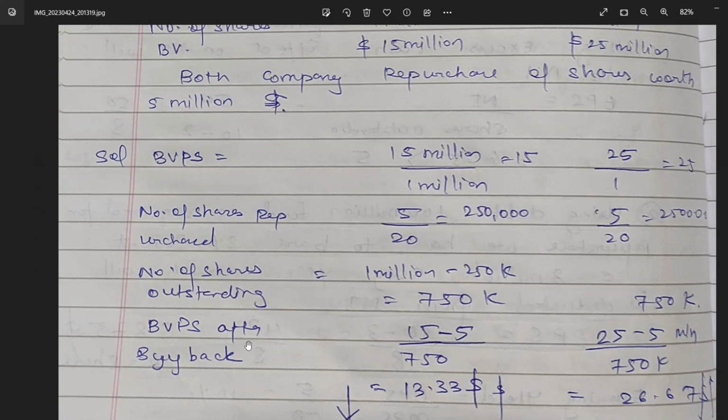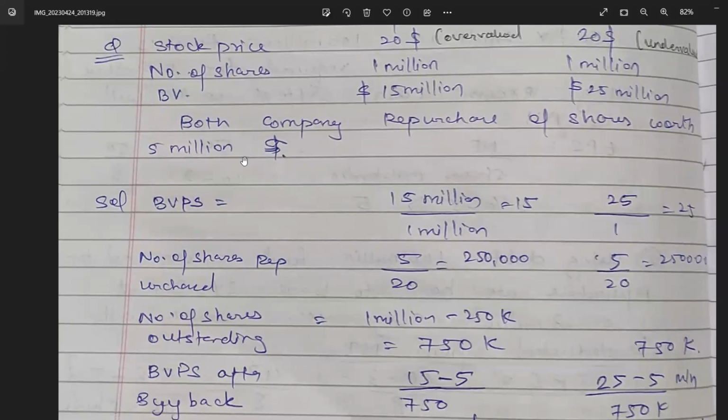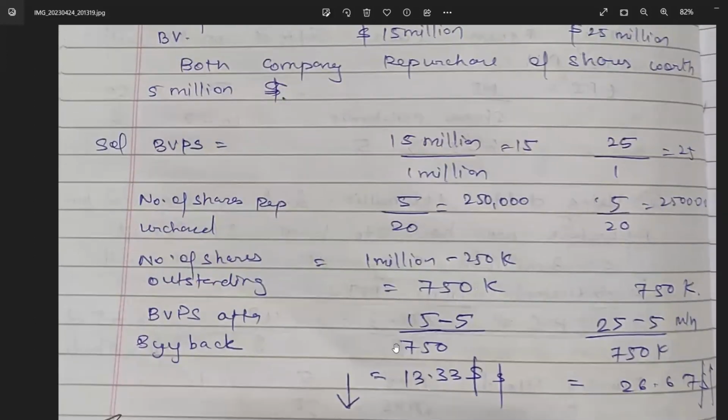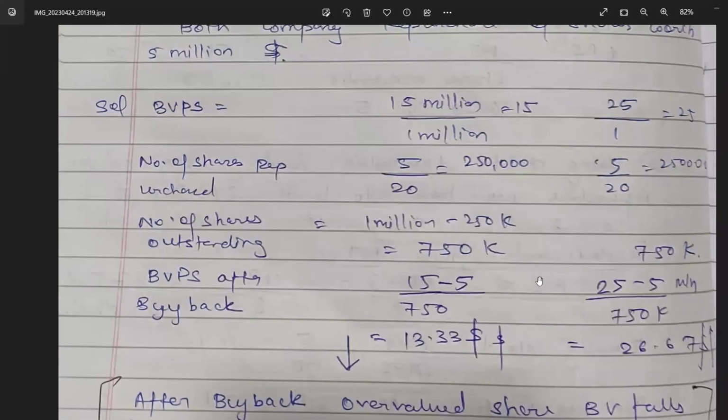The book value per share after the buyback is 15 million minus 5 million, divided by 750K, the total shares outstanding. So the book value is $13.33, but the previous book value was $15. As you can see, the book value per share has drastically fallen because the stock price was overvalued. And for Beta, the previous book value was $25, and after the repurchase it is $26.67. As you can see, we have made a good investment in our own company. Our book value has increased.